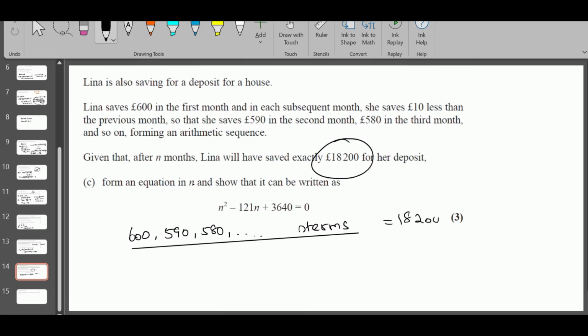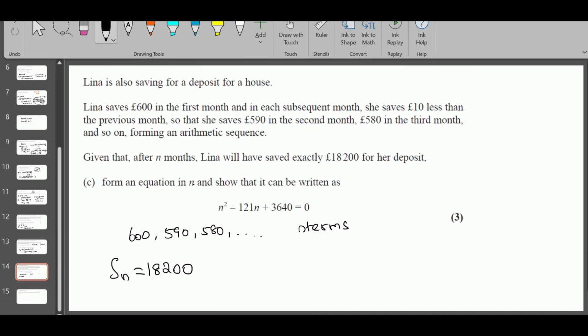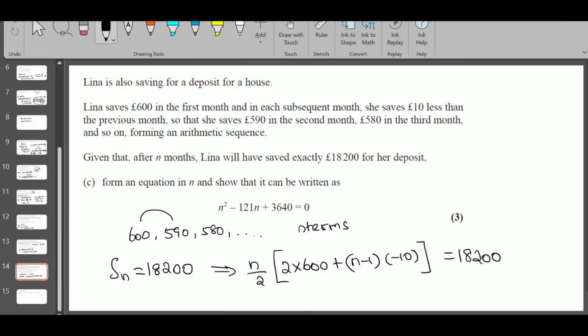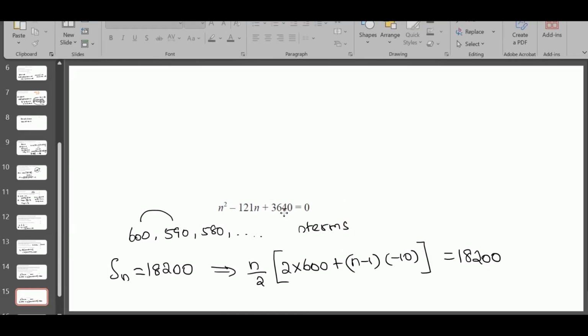So the total of this is 18,200. So they want us to frame an equation. So we know Sn is 18,200. So apply the formula. n over 2 times 2a, a is 600, plus n minus 1 times the common difference, which is 590 minus 600, minus 10. This is equal to 18,200. So they want us to frame this equation.